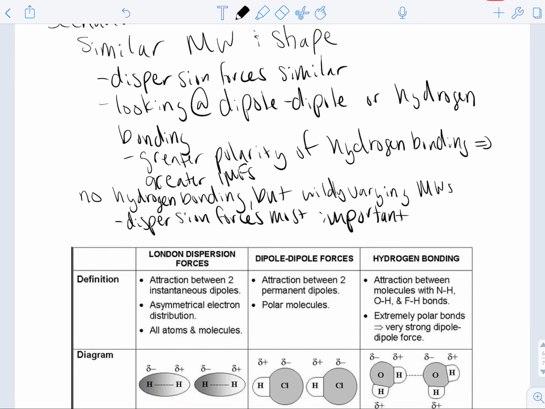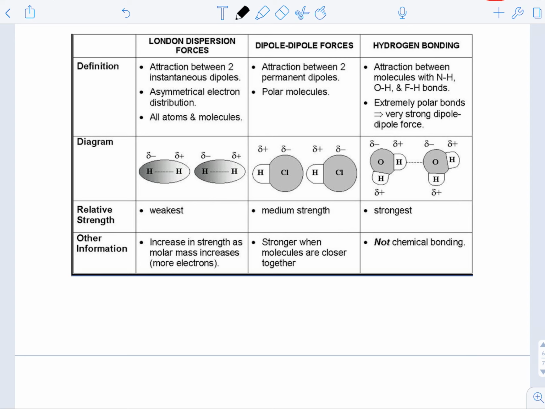Okay, just as a real quick recap, if you guys want to look at this, this is kind of what's going on between our three interactions.